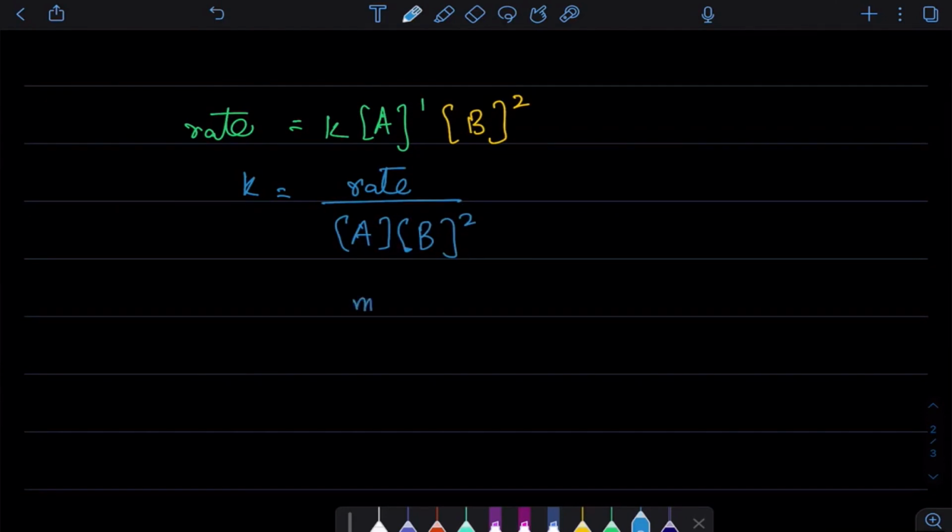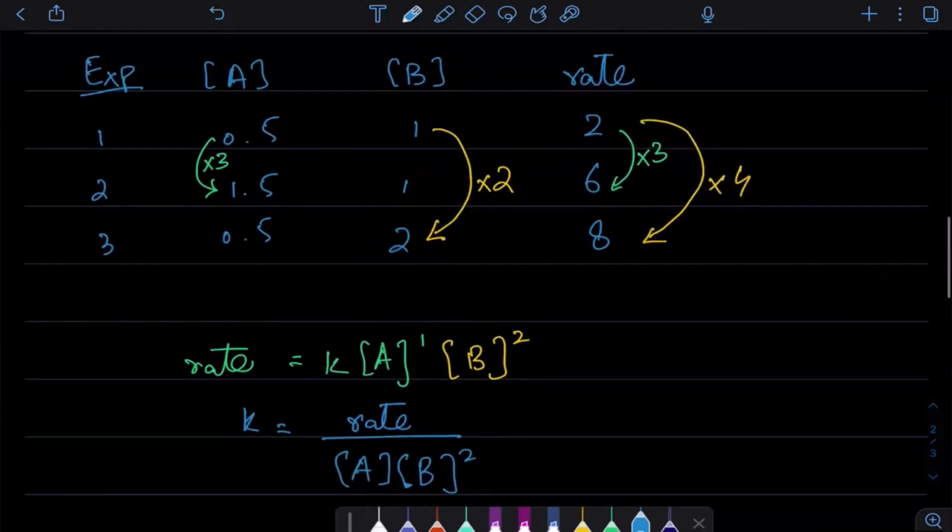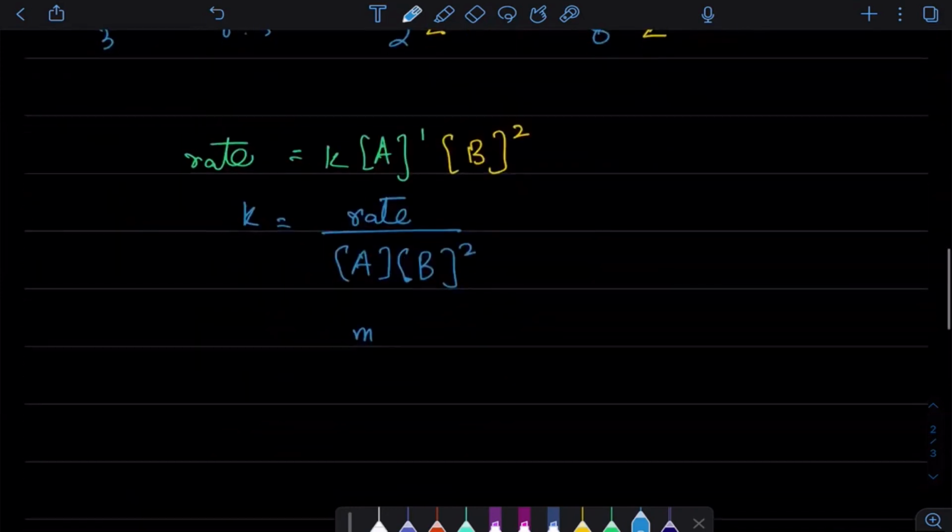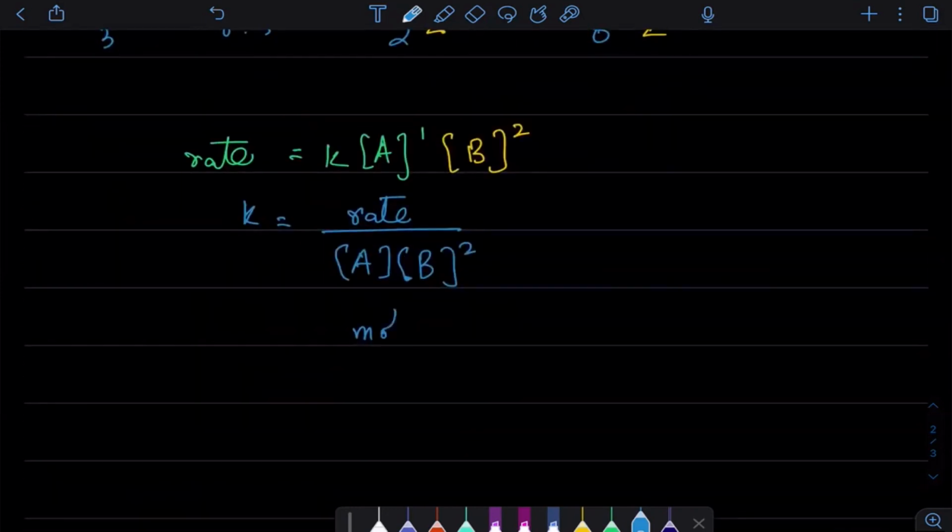So what if you have C's concentration too, and according to the table you don't have any control variable? We will do an experiment. I'll give you an example of that right now. Don't worry.